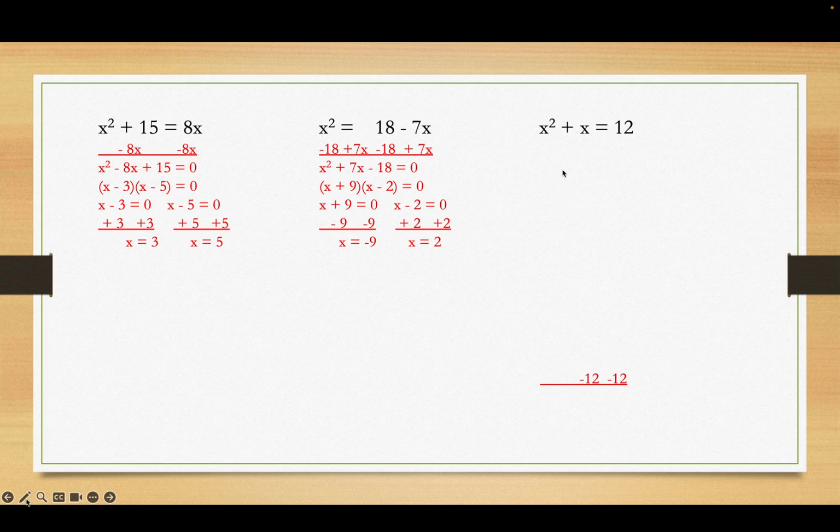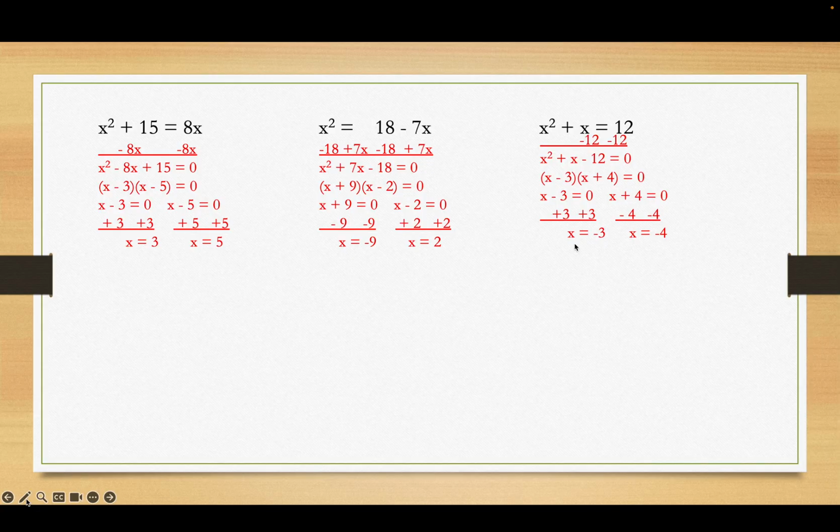Last one, subtract 12 from both sides. x squared plus x minus 12 is 0. Two numbers multiply out to negative 12, add up to positive 1. That would be positive 4 and negative 3. So maybe it's the guy on the left, x minus 3 is 0. Maybe it's the guy on the right, x plus 4 is 0. Adding 3 to both sides, subtracting 4 from both sides, I get x is 3 and x is negative 4.